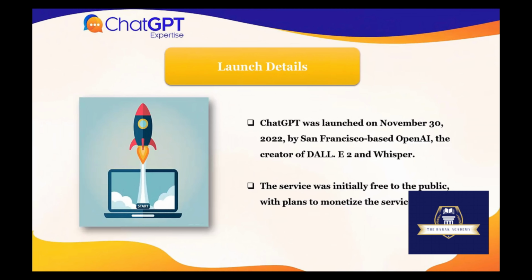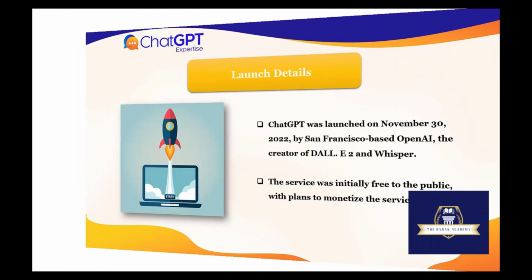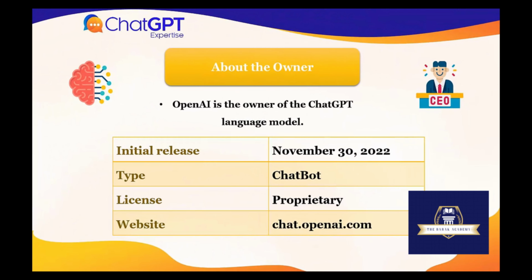Launch details. ChatGPT was launched on November 30, 2022, by San Francisco-based OpenAI, the creator of DALL-E 2 and Whisper. The service was initially free to the public, with plans to monetize the service later. About the owner. OpenAI is the owner of the ChatGPT language model. Initial release, November 30, 2022. Type, chatbot. License, proprietary. Website, chat.openai.com.